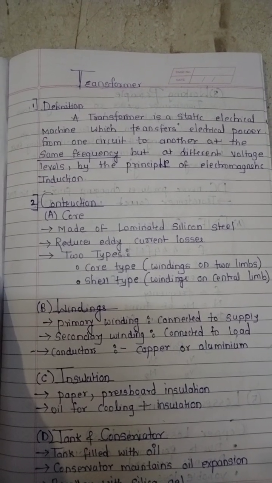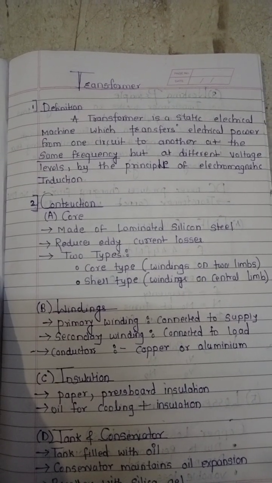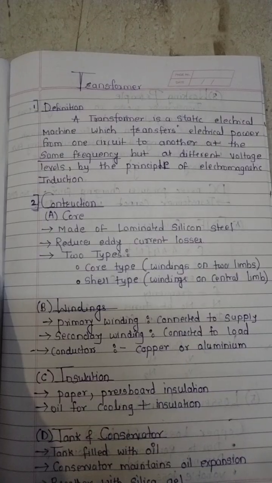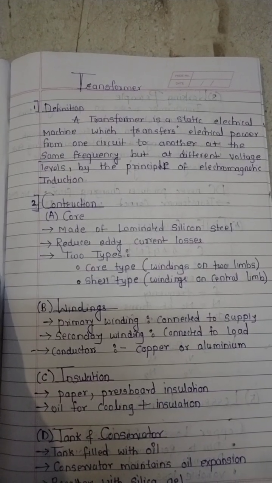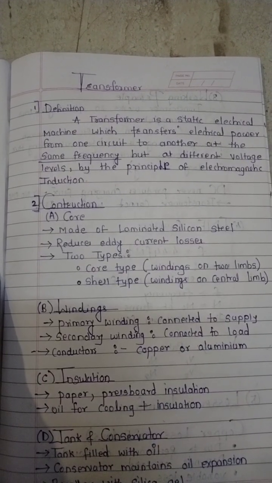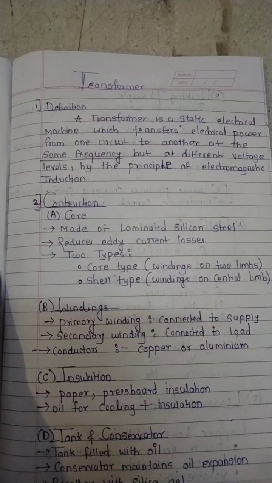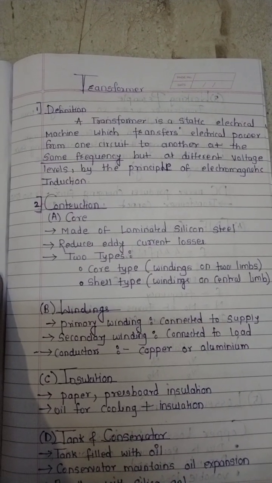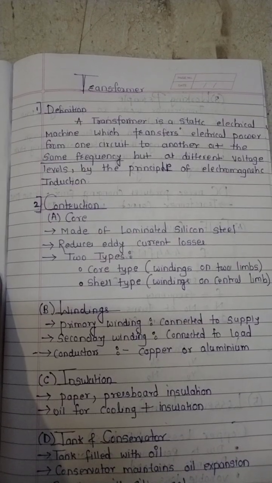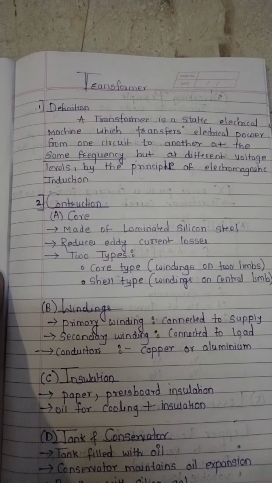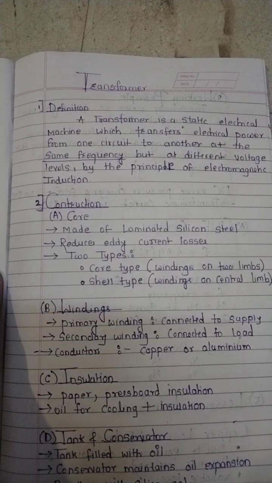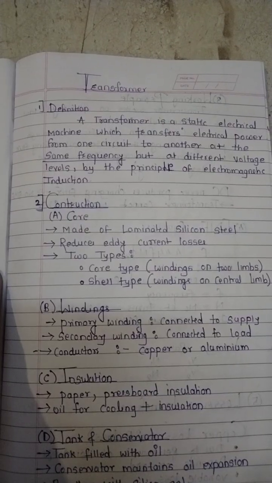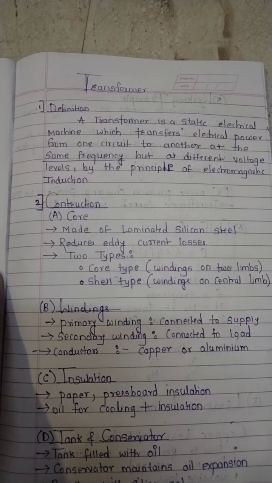Okay, so first we will see the construction of transformer. It is made up of a core made of laminated silicon steel, which reduces eddy current losses. There are two types of core, that is core type and shell type. Core type means winding on two limbs. Shell type means windings on the central limb.